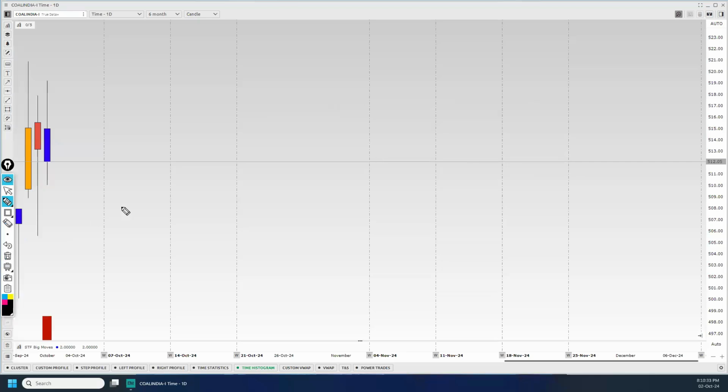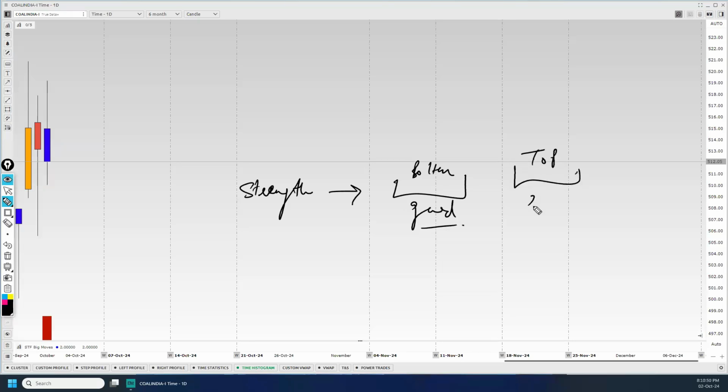Now we have the strength candle. When strength candles are happening at the bottom, it is a good confirmation. When it is happening at the top, it is an entry for sell. This is an entry for buy.